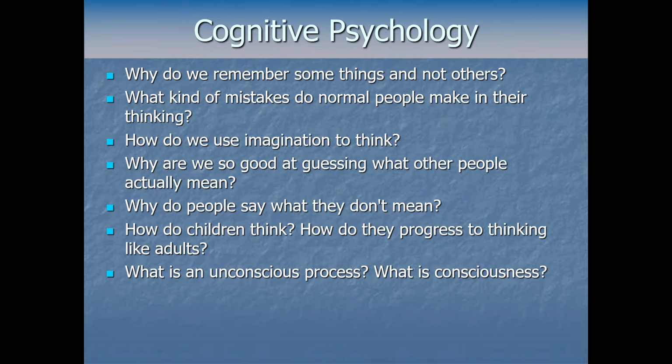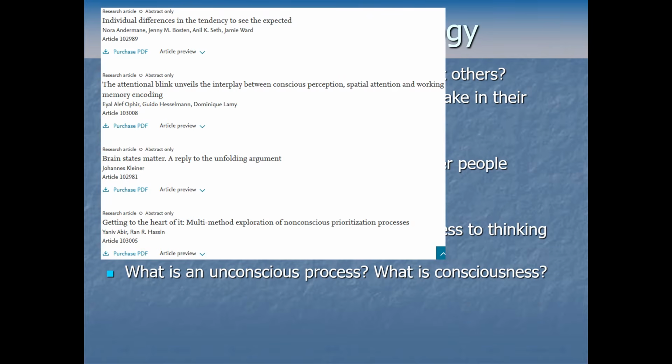And there's a whole peer-reviewed journal called Consciousness and Cognition that's dedicated to this topic, where you might see cognitive psychologists publishing titles like this, like Individual Differences in the Tendency to See the Expected, or The Attentional Blink Unveils the Interplay Between Conscious Perception, Spatial Attention, and Working Memory, or Brain States Matter, or Multi-Method Exploration of Non-Conscious Prioritization Processes.